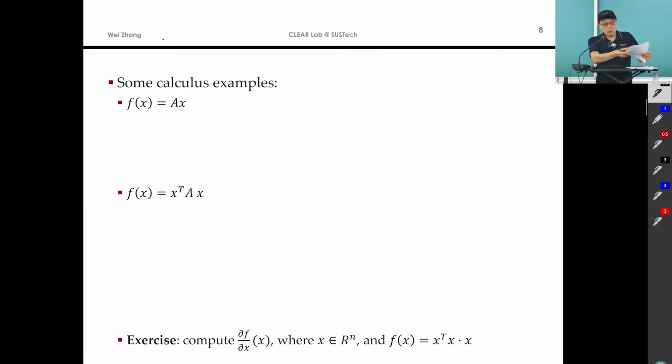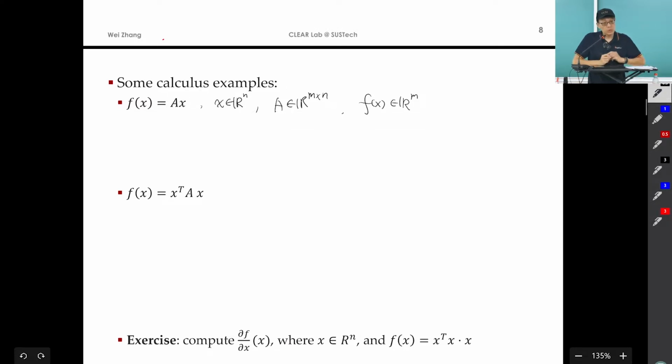So now the question is how do we find the partial derivative and the gradient? Let me use a simple example. x is in Rn, A is in R m by n, so F of x will be in Rm, true?